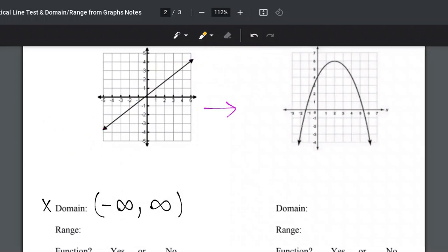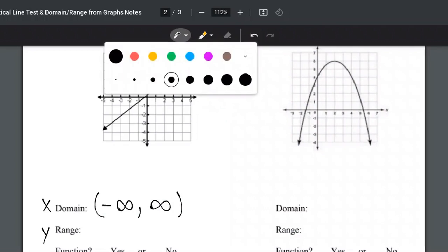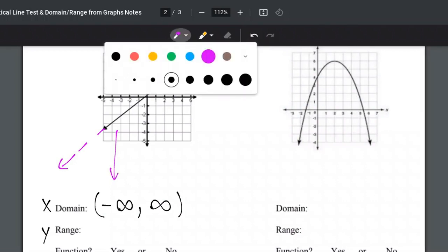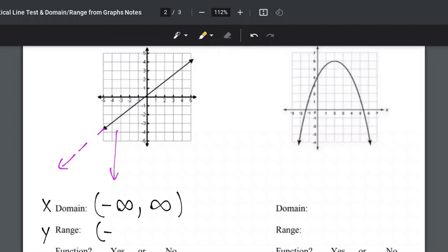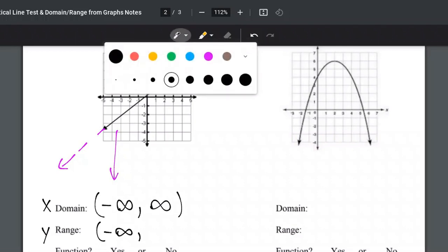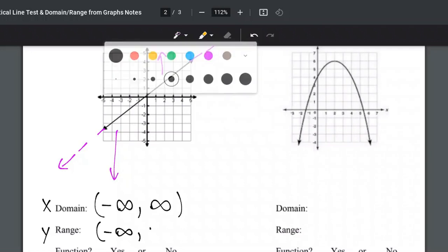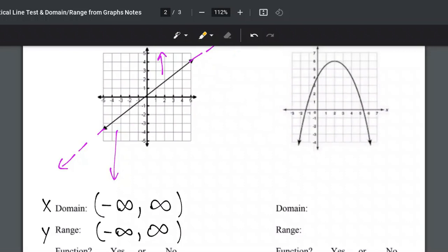Now let's check out our range. For our range, remember those are the y values. And if we look at our arrows, let's first look down. How far down is this graph going? Well, this arrow is pointing down and the graph will go forever down. Negative infinity. How far up is the graph going? Well, this arrow is going up and the graph will extend forever up to positive infinity.